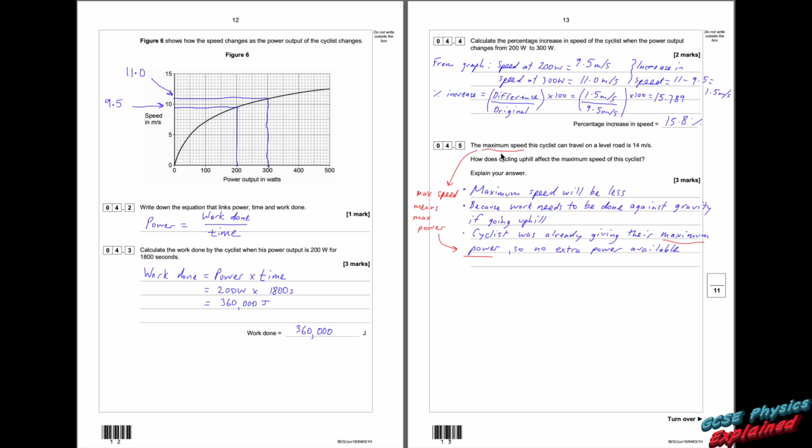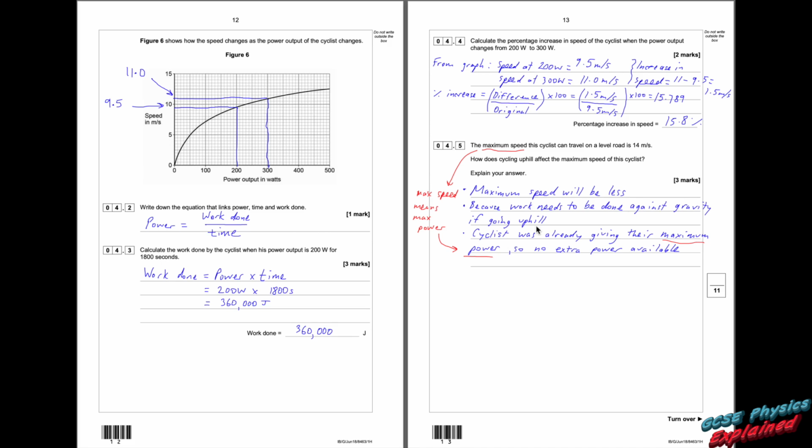Part 5. The maximum speed this cyclist can travel on a level road is 14 meters per second. How does cycling uphill affect the maximum speed of the cyclist? Explain your answer. Well, if you've got your maximum speed on a level road, that must mean that you're using your maximum power. So if you suddenly start going up a hill, you're going to slow down. So your maximum speed's going to be less, and that is because work needs to be done against gravity if you're going uphill. If you've ever ridden a bike in real life, you'll know that.